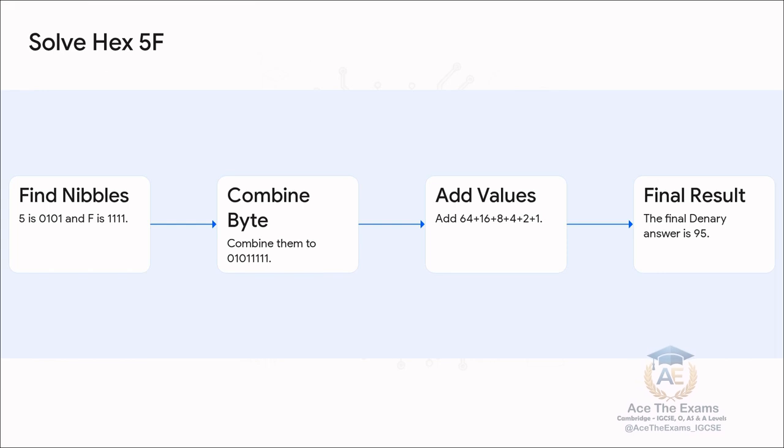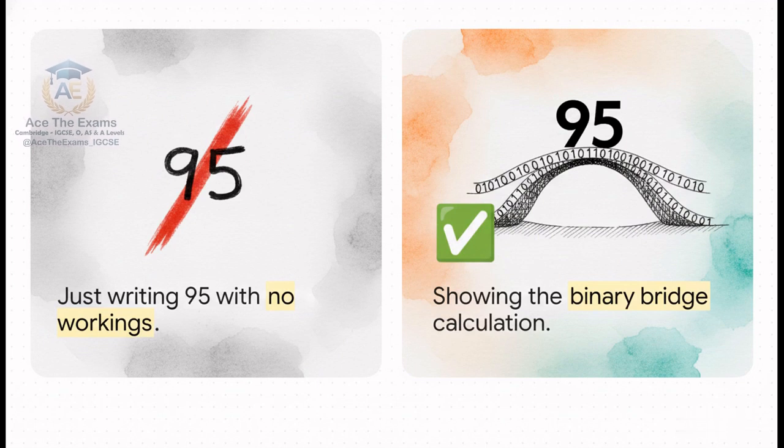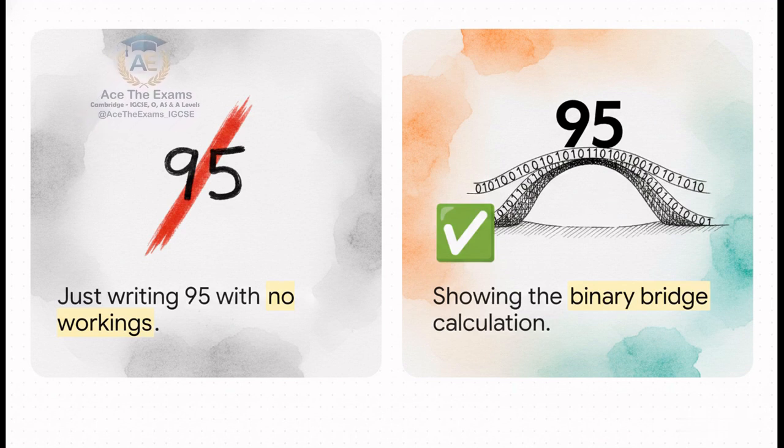If you successfully use the binary bridge instead of skipping steps, give yourself a massive pat on the back. You are successfully thinking exactly like a Cambridge examiner. Now, just writing down 95 with 0 working out might feel fast in the moment, but showing the actual binary bridge calculation is what actually guarantees you those marks. It explicitly answers the command phrase in the prompt, using binary to help you.